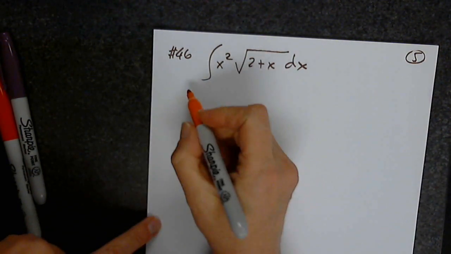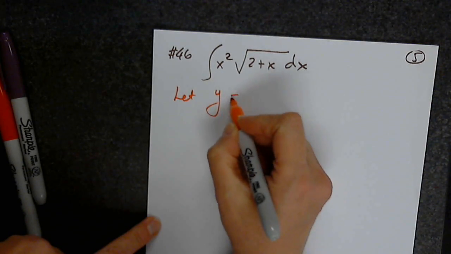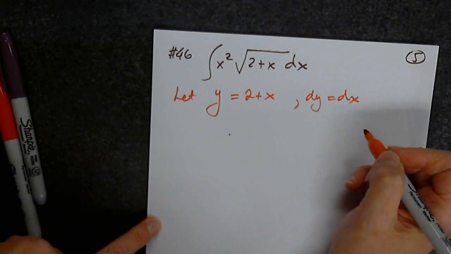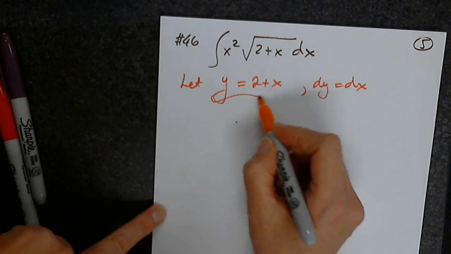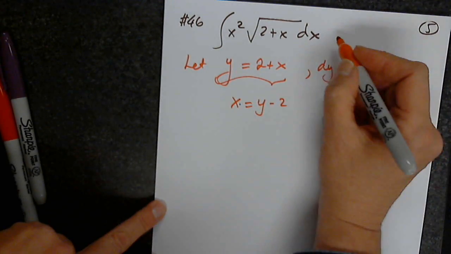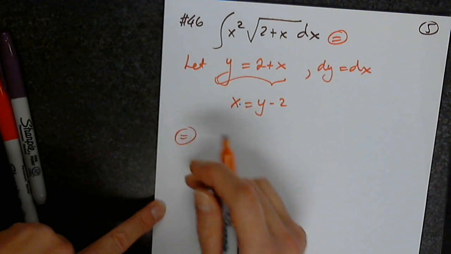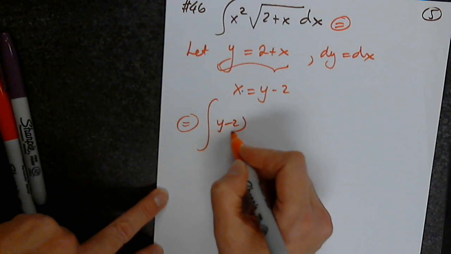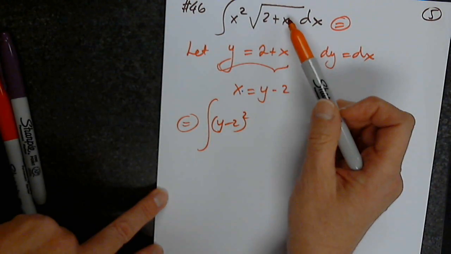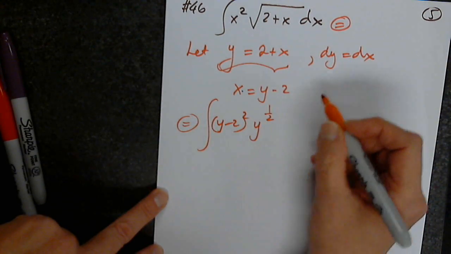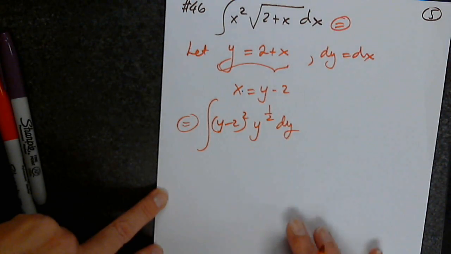Okay, so what I would like is to let y be 2 plus x. So therefore dy equals dx. And I will solve this equation for x, which is y minus 2. So therefore, the integral becomes, instead of x squared, I have y minus 2 squared. Instead of the square root of this, I have y to 1/2. And instead of dx, I have dy.